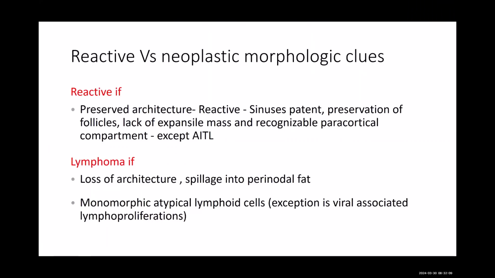How do you distinguish between a neoplastic versus a reactive process? Number one, if you have germinal centers and sinuses, then you're looking at a reactive node. Except that some AITLs, or angioimmunoblastic T-cell lymphomas, absolutely occur in a reactive-looking node, and they are often missed. We're looking at a lymphoma if the germinal centers go missing, the sinuses go missing, and nodal and perinodal fat involvement is there.